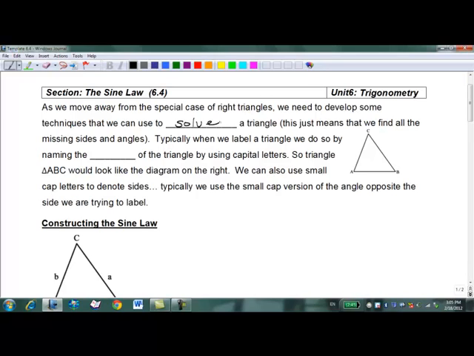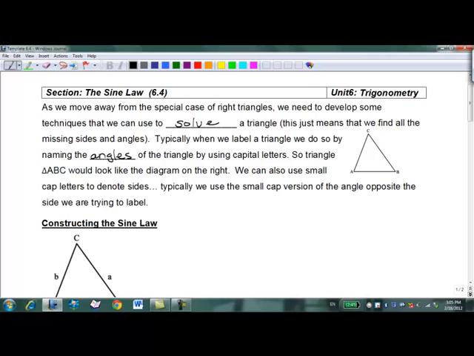Typically when we label a triangle, we do so by naming the angles of the triangle by using capital letters. So you can see in this triangle on the right hand side here, I used capital A, capital B, capital C to name those angles. So triangle ABC would look like that diagram on the right.